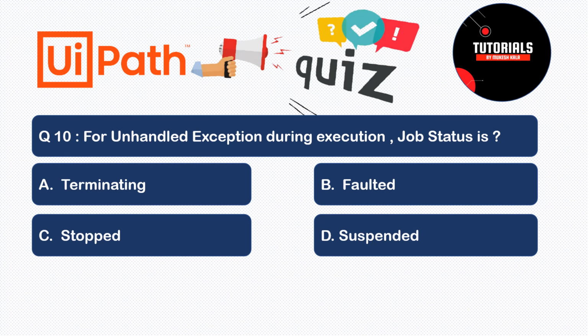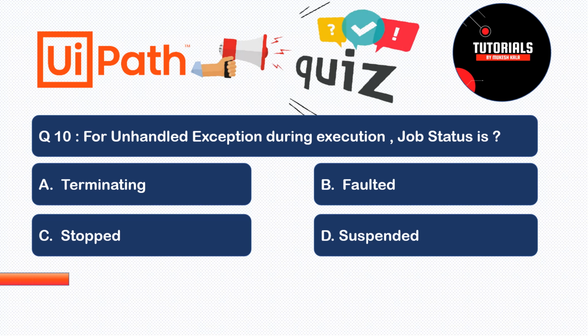For unhandled exception during the execution, the job status would be. So you are executing a job and there is an unhandled exception. That means the exception was not handled anywhere during the process, during the coding or during the development. So such an exception has occurred when the job is running from the orchestrator. So what would happen to the job status? It would be terminating, faulted, stopped, or suspended.